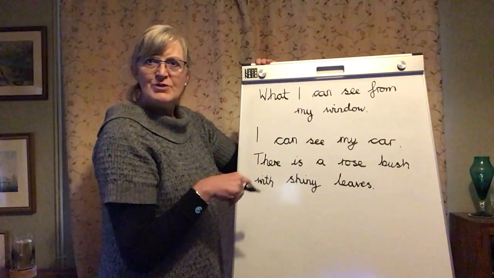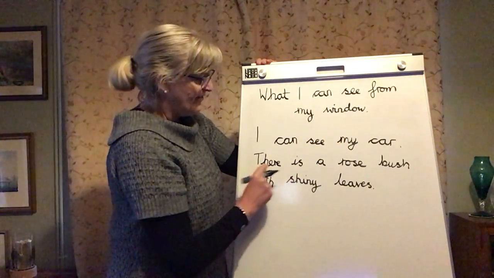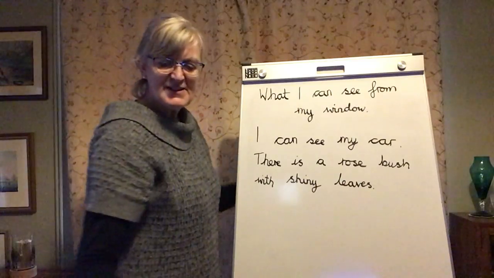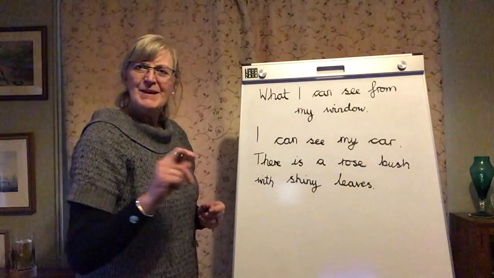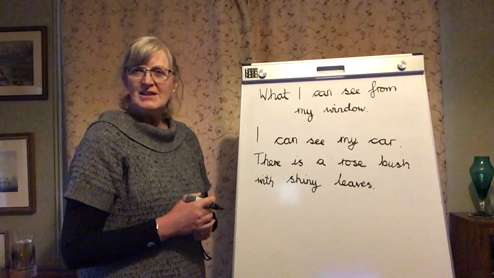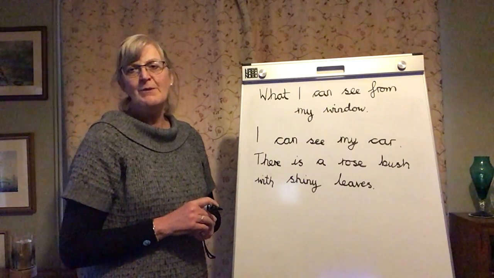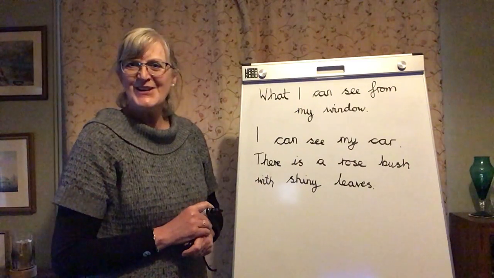So let me read it all back to you. I can see my car. There is a rose bush with shiny leaves. So I've tried to make my second sentence a little bit longer and have more description in it, because then it's a bit more exciting for someone to read it and they know a little bit more, so it's giving more information. So I'm looking forward to seeing what's outside your window.